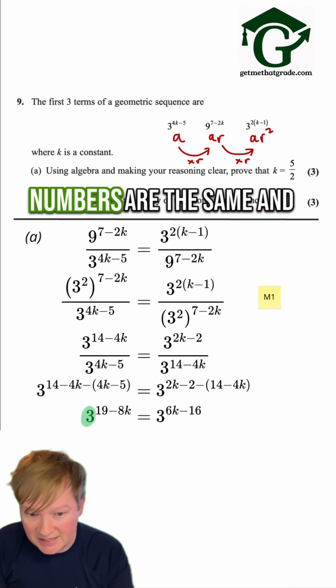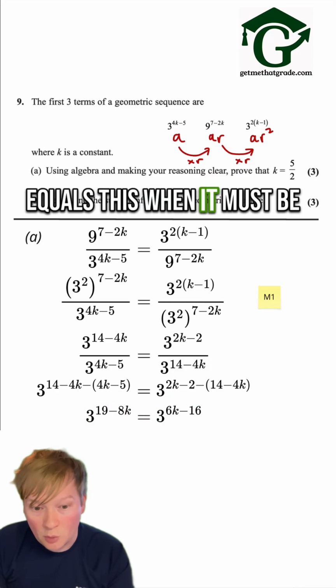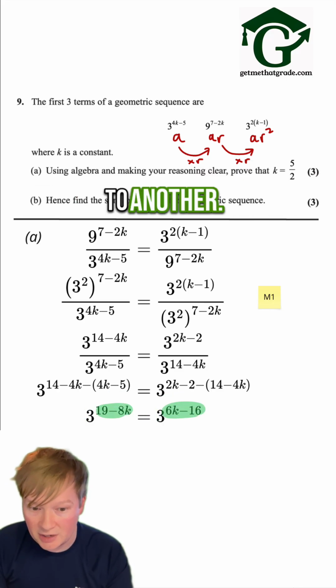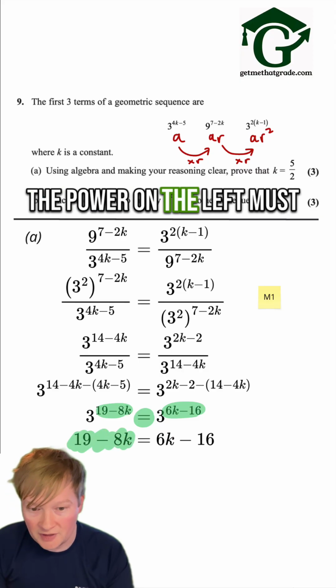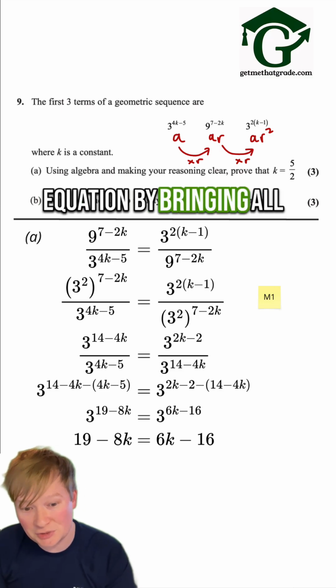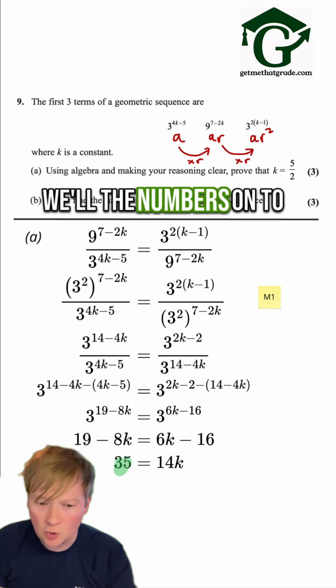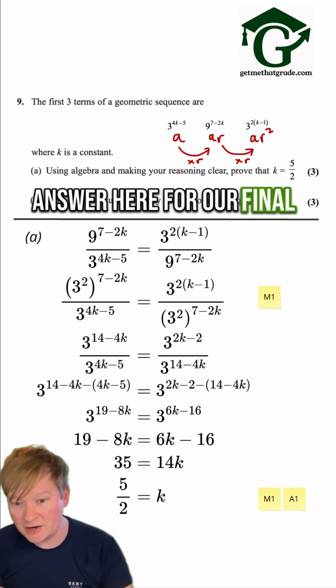Next, because the base numbers are the same, and we're saying that this equals this, it must be that the powers are equal to one another. So that's how I formed this equation. The power on the left must equal the power on the right. Next, we can solve the equation by bringing all the k's onto one side, all the numbers onto the other, divide by 14, and we get the answer here for our final 2 marks.